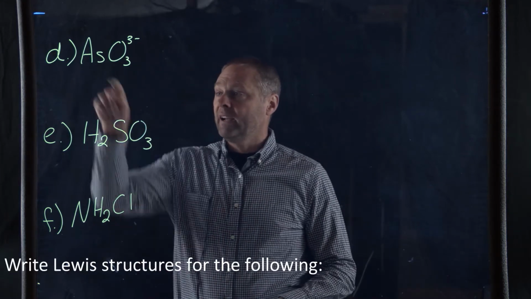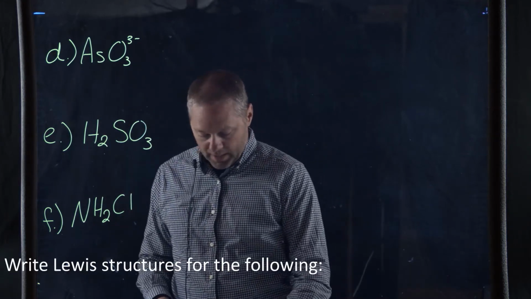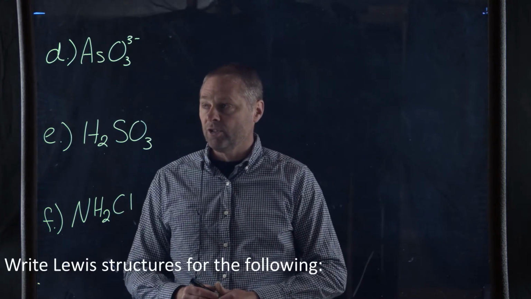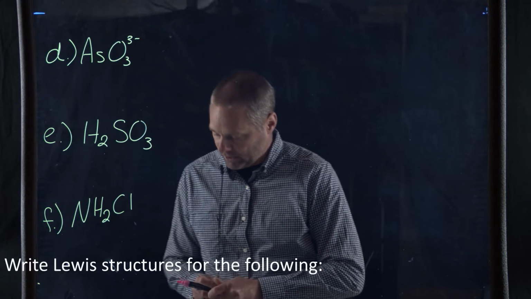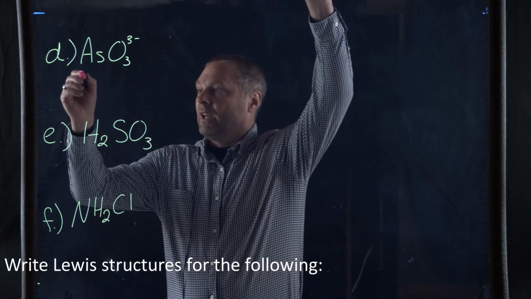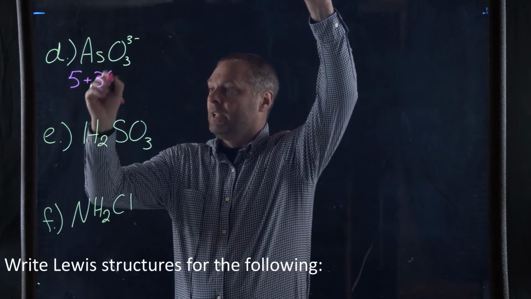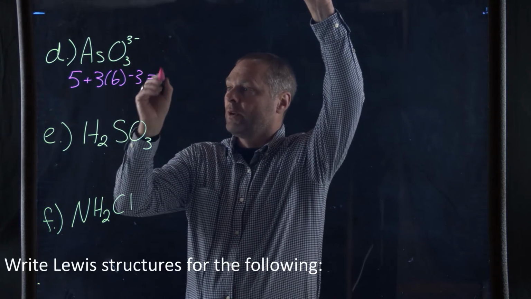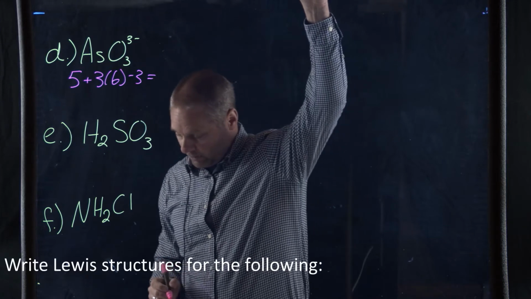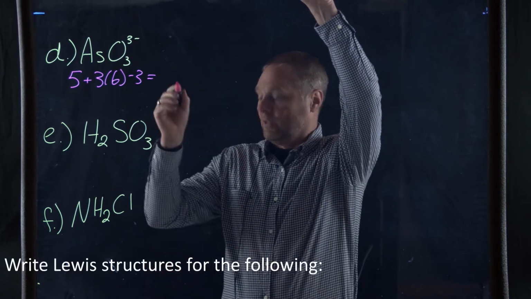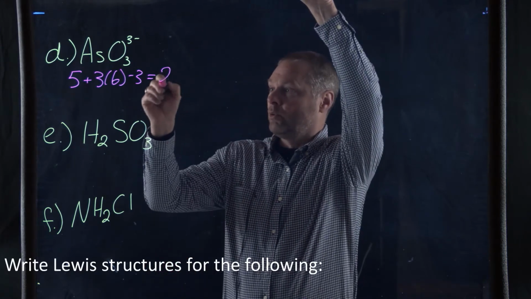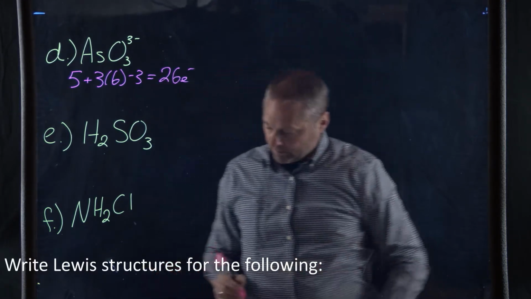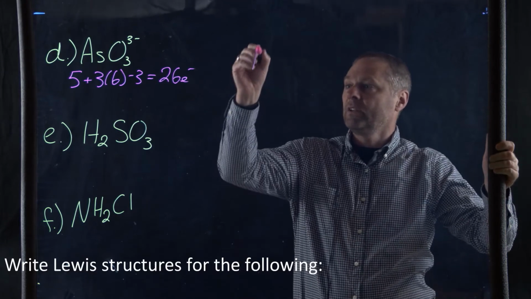This is going to be an anion that contains arsenic. And we want to, once again, come up with the number of valence electrons. Arsenic is going to have 5 plus 3 times 6 for each oxygen. Now, because it's minus 3, we have 3 more electrons that we have to take into account. And this is going to give us 26 electrons. We're going to start with the arsenic.